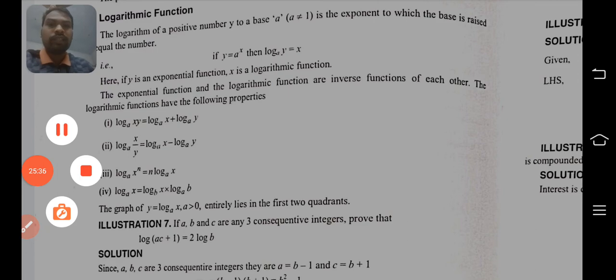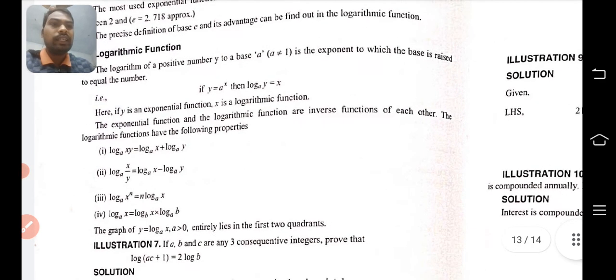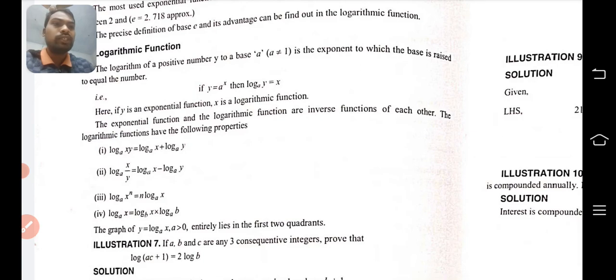So what is the meaning of the logarithm function? The logarithm of a positive number y to base a, where a is not equal to 1, is the exponent to which the base is raised to equal the number. So here we have the positive number y to the base a, where a is not equal to 1, and the exponent is the exponent to which the base is raised to equal the number.